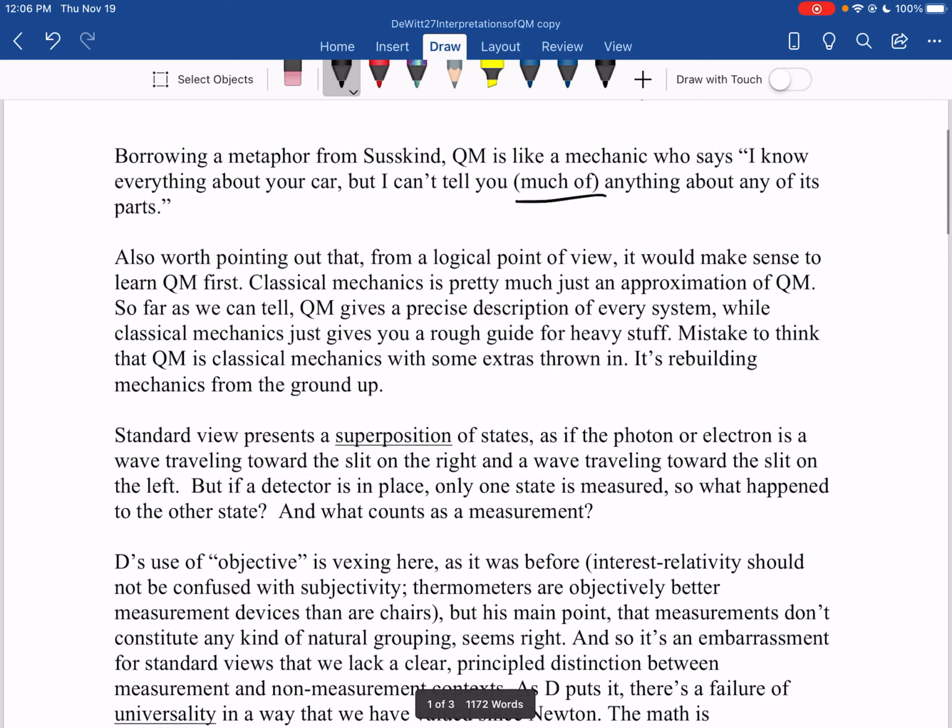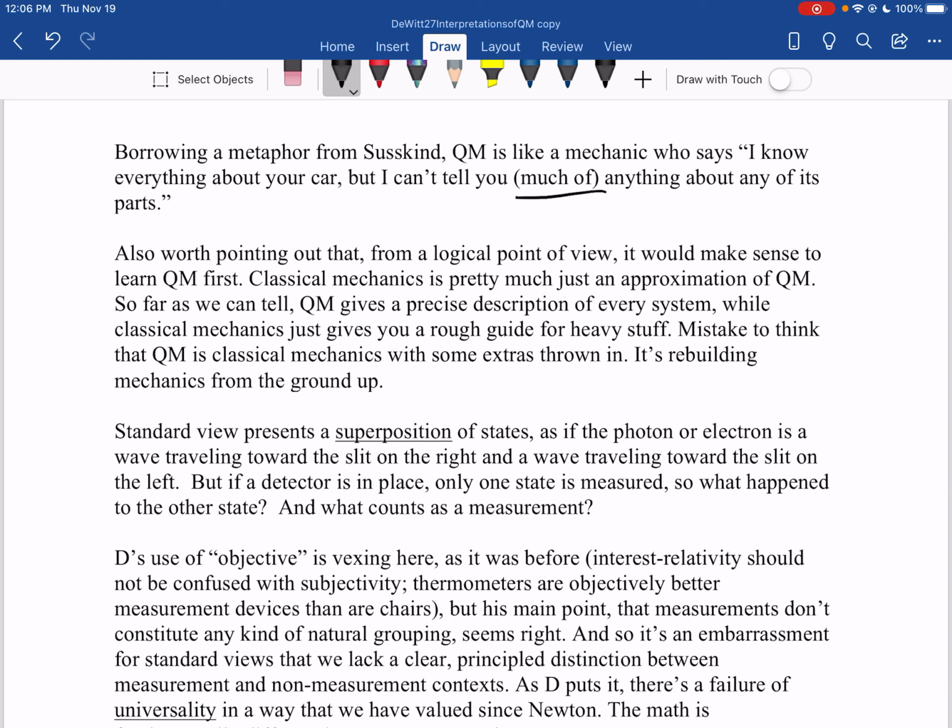I am not recommending that we alter how physics is taught, but from a purely logical point of view, in terms of what depends on what, rather than in terms of having to learn the math, for instance, it would make sense to start with quantum mechanics, because it is a mistake to think that quantum mechanics is Newtonian or classical mechanics with some extra bells and whistles thrown in. Really what's going on is Newtonian mechanics is an approximation of quantum mechanics. So quantum rebuilds everything from the ground up. Classical mechanics just gives you a rough guide for things that aren't too small or moving too quickly.